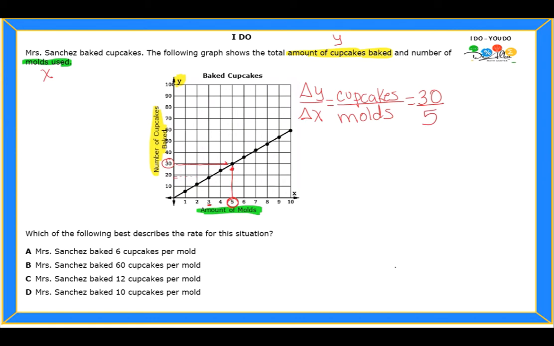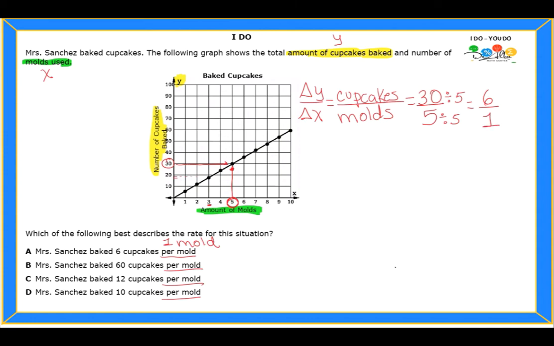Now if you notice on the answer choices, there's pretty much nothing that says 30 cupcakes and 5 molds, right? Because everything says per mold, which means for only 1 mold. So what we're going to do is simplify my ratio of 30 over 5. What number can divide both of them? Well, both of them can be divided by 5. And when I do that, I'm going to get 6 and 1.